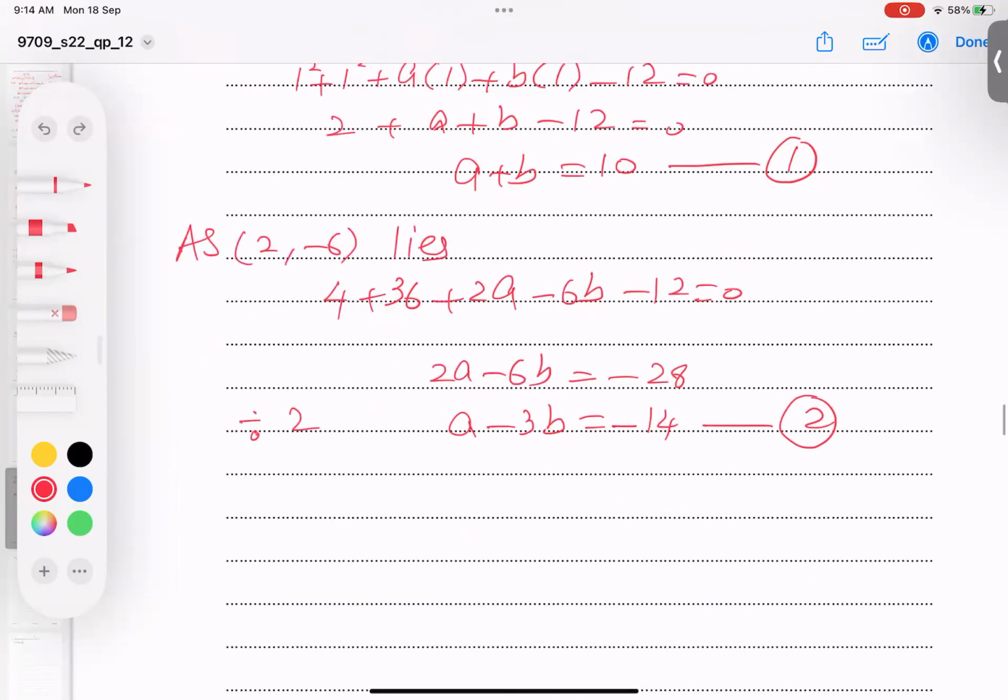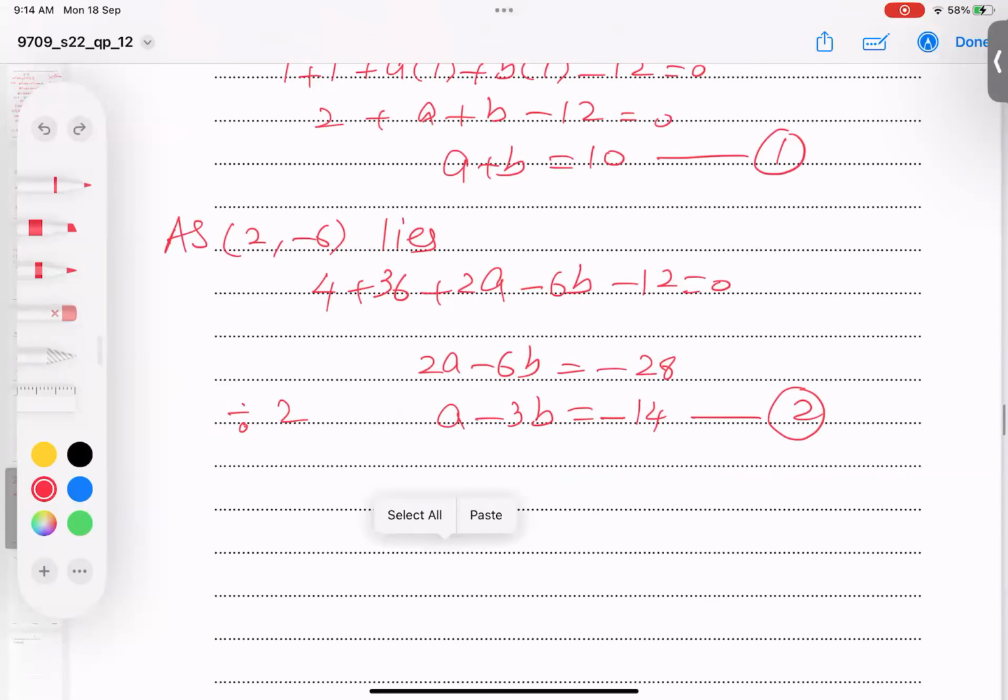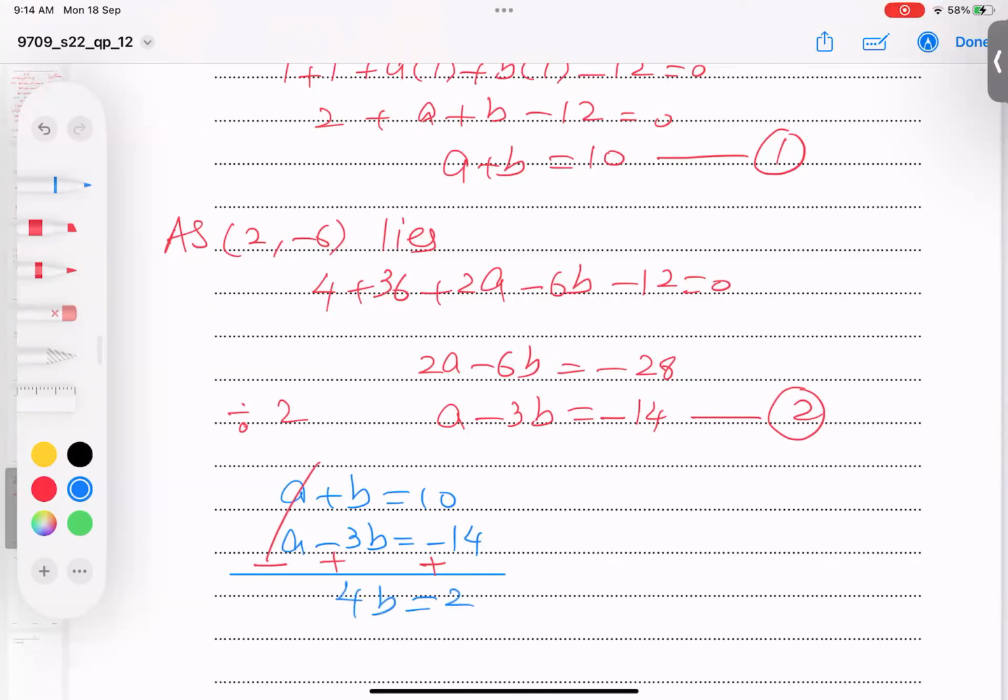So let's see. I'm writing both equations. Have a look. A plus B equals 10. A minus 3B equals negative 14. If I want to cancel them, I must change the signs. It's compulsory. A cancels out, and I get 4B from here, and I got 24.